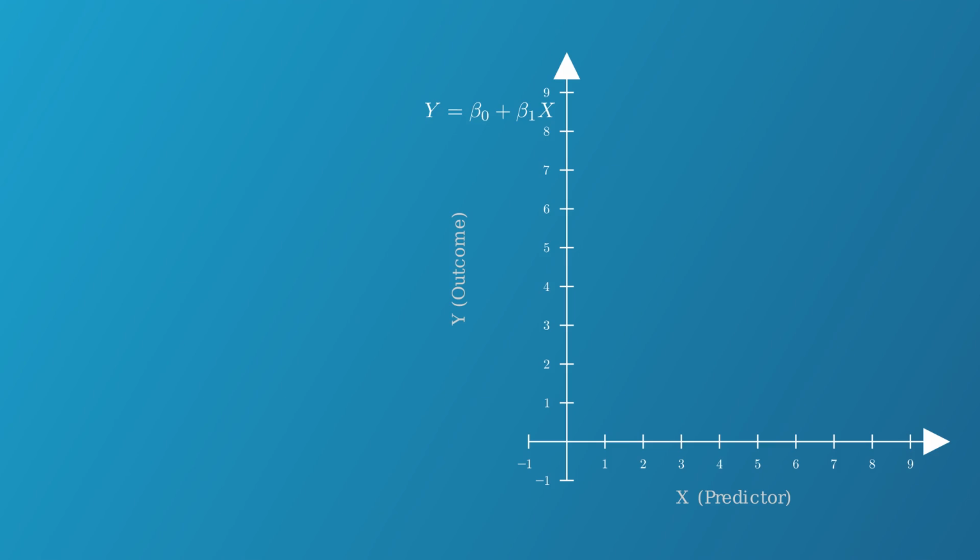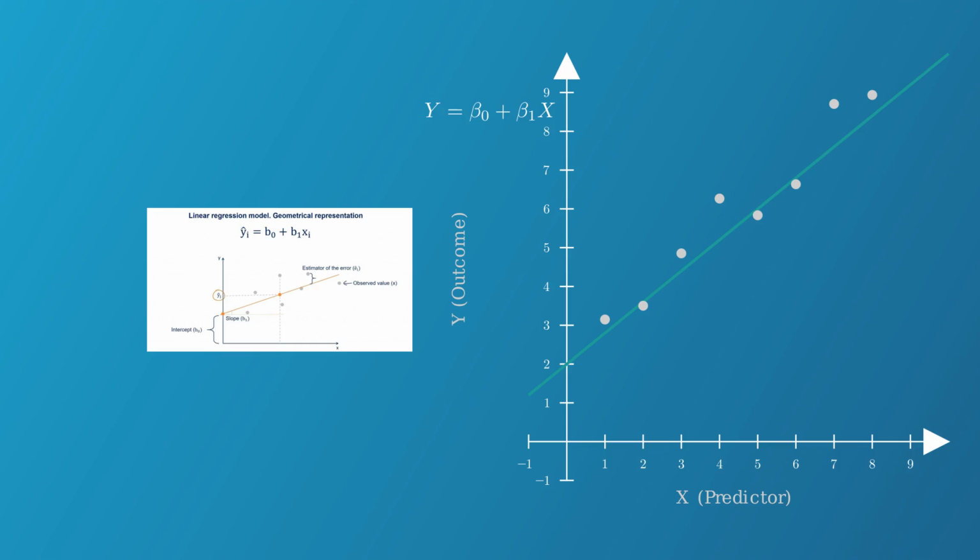Let's visualize this equation on a coordinate system, with x as our predictor variable and y as our outcome variable. In this equation, beta 0 represents the intercept, which is the value of y when x equals 0. Beta 1 represents the slope, which is the change in y for each one-unit increase in x. In regression analysis, we fit a line through scattered data points to find the relationship between x and y. Here we can see a geometrical representation of the regression model where the vertical distances between data points and the line represent estimation errors. Let's break down the regression equation.